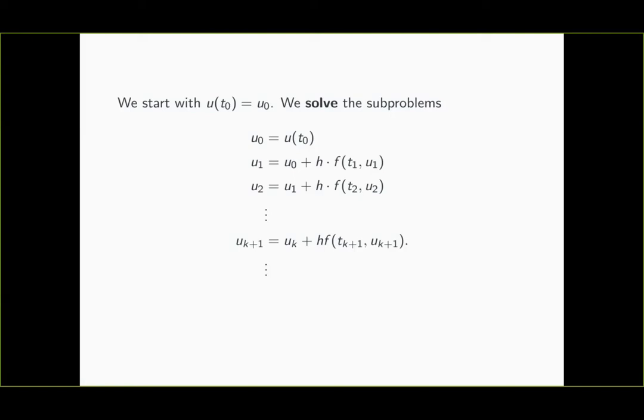And then in the next time step, having computed u1, we solve the equation u2 equals u1 plus h times f of t2, u2 for the unknown variable u2, and so on and so on. In general, having computed uk already, we solve the equation uk plus 1 equals uk plus h times f at tk plus 1, uk plus 1 for the unknown variable uk plus 1. Each of those time steps involves the solution of a nonlinear equation or system of equations.